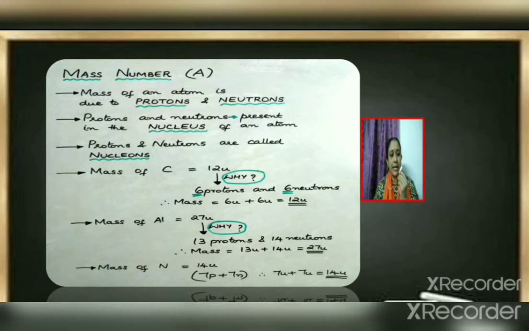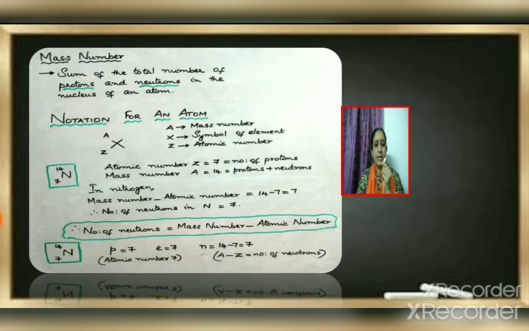Now consider nitrogen. The mass of nitrogen atom is 14u. It is because nitrogen has 7 protons and 7 neutrons. So that is why the mass of nitrogen is taken as 14u. So mass number is the sum of the total number of protons and neutrons present in the nucleus of an atom. Next we shall see the notation for an atom. The notation for an atom is given as X with Z and A, where X is the symbol of the element, A is the mass number and Z is the atomic number.